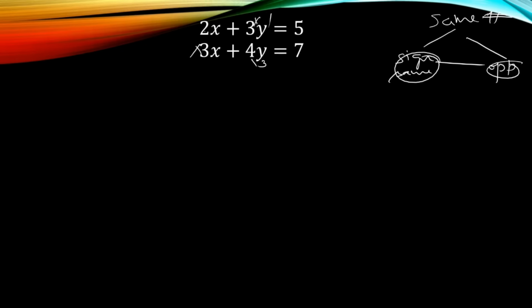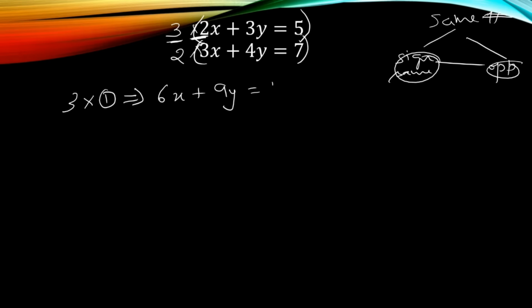Whichever you want to choose, you can choose in this category, but I'm going to choose x here. So I will multiply this by 3 and this by 2. When I'm multiplying this 2 by 3, that doesn't balance the equation. Therefore, I should multiply the whole first equation by 3 and the second equation by 2. So 3 times the first equation will give me 6x plus 9y, be careful, equal to 15.